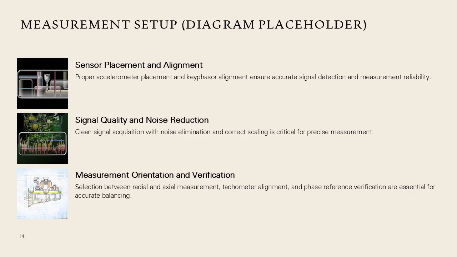This slide presents the measurement setup used for balancing. It discusses accelerometer placement, key phasor alignment, cable routing, and instrument configuration. The slide stresses the need for clean signal acquisition, eliminating noise, and correct scaling. It also explains radial versus axial measurement selection, tachometer alignment, and phase reference verification. Accurate setup determines the quality of the balancing outcome.